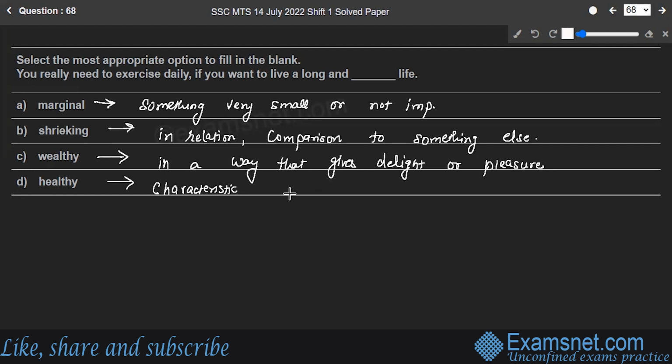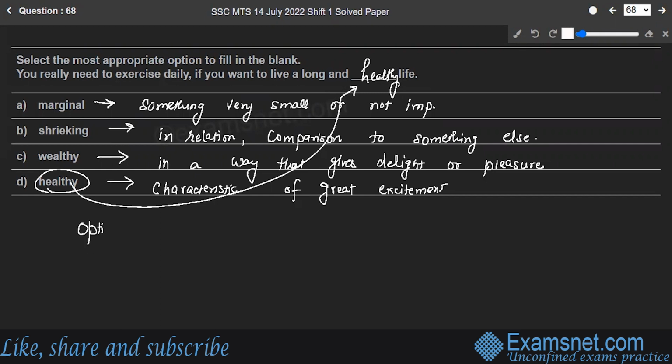Characteristic of great excitement. The implied meaning of the sentence: you really need to exercise daily if you want to live long and dash life. So here, if you see the meaning of the sentence, if you want to live a long and fit life, you must exercise every day. So the correct word to be filled in the blank is nothing but healthy. You really need to exercise daily if you want to live a long and healthy life.